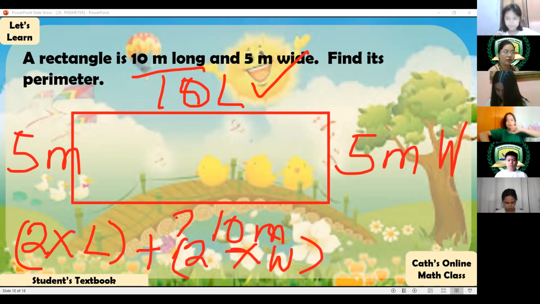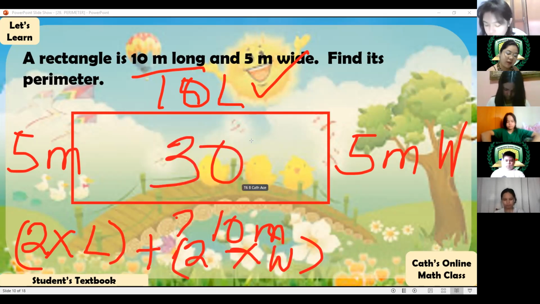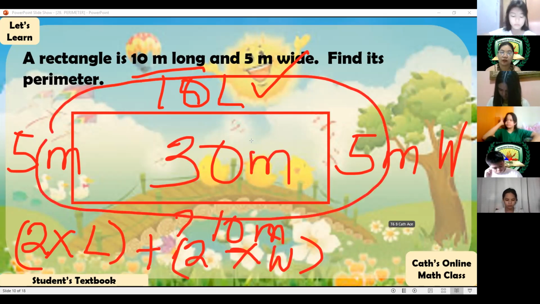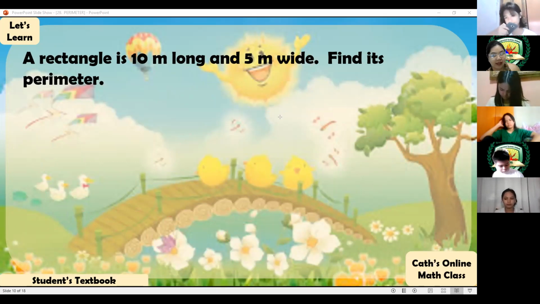Yes. Okay, so 2 times the length is 20. 2 times the width is 10. So 20 plus 10, you have 30. Or just add all them up. Add all of this measurement. Yun lang yun. Any more questions? May question ba kayo sa rectangle? No. Wala po.